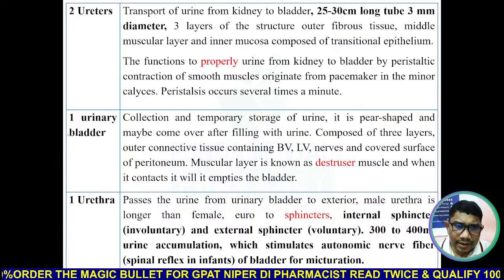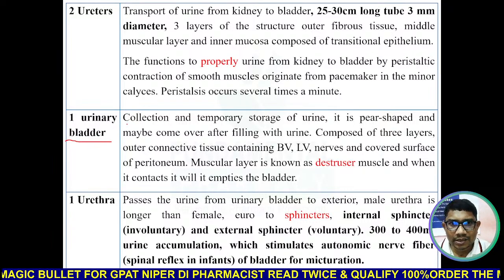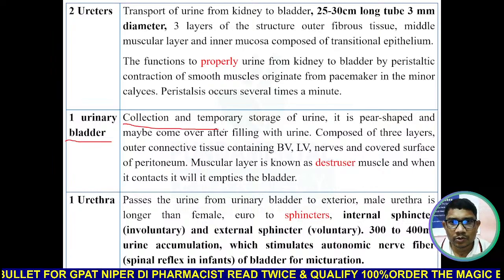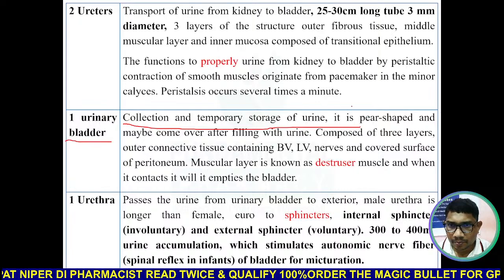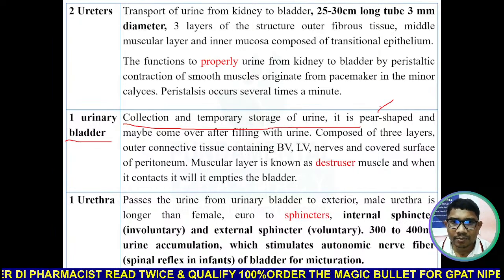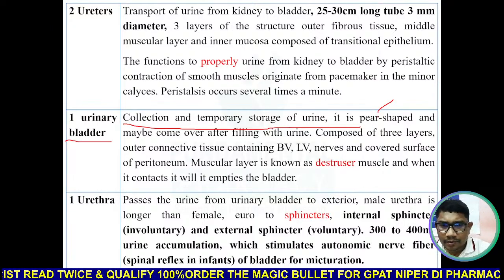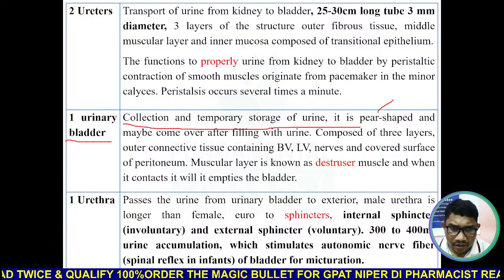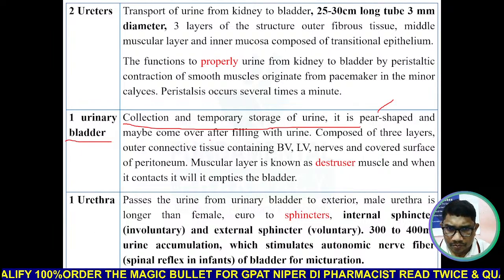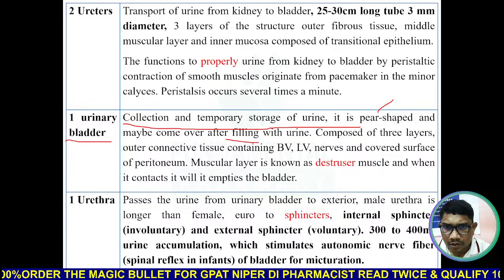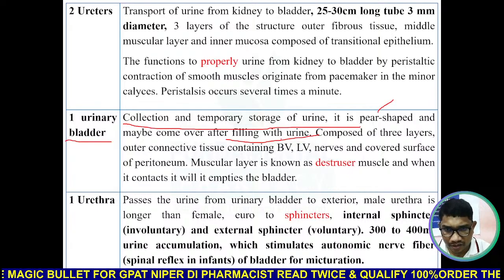One urinary bladder. What is the urinary bladder? You can say it is a collection center or temporary storage of your urine. It is a sac-like structure. It is pear-shaped and may become dome-shaped after filling with urine. There is an increase in the size of the urinary bladder when it fills with urine.